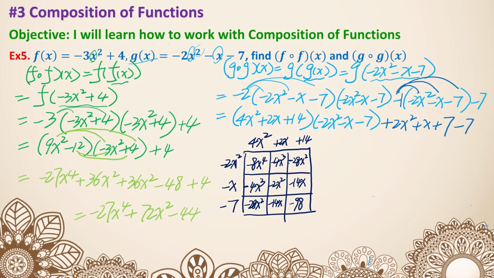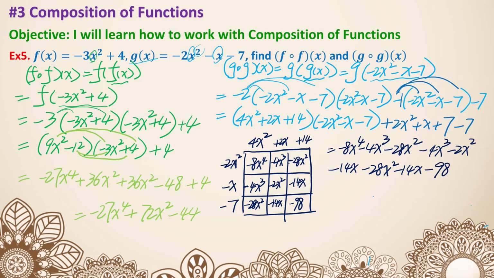Let's write down everything in order. Negative 8x to the 4th power, going by rows, minus 4x cubed minus 28x squared, that's the first row. Second row, minus 4x cubed minus 2x squared minus 14x. Third row, minus 28x squared minus 14x minus 98. Let's not forget everything we still have on the back. So plus 2x squared plus x plus 7 minus 7. There we go. Lastly, combine like terms.